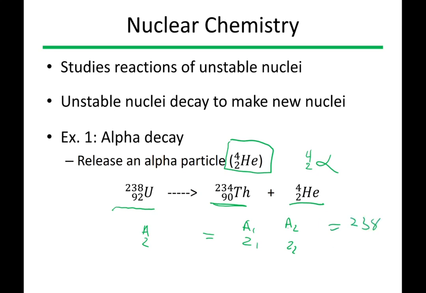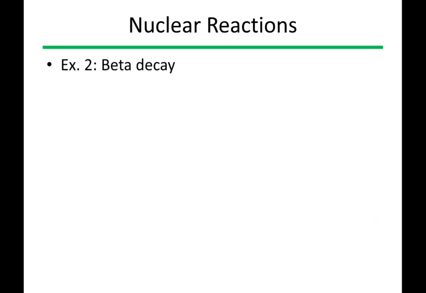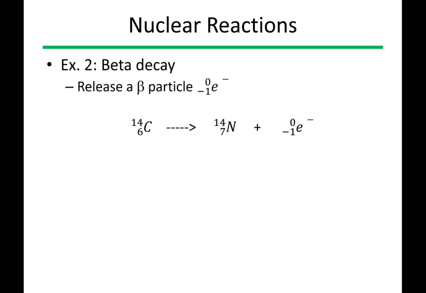On both sides, and the sum of the Z's is going to be 92 on both sides. So when we are balancing nuclear reactions, what we are trying to balance is the A and Z on both sides of the equation. The next reaction we'll look at is beta decay.